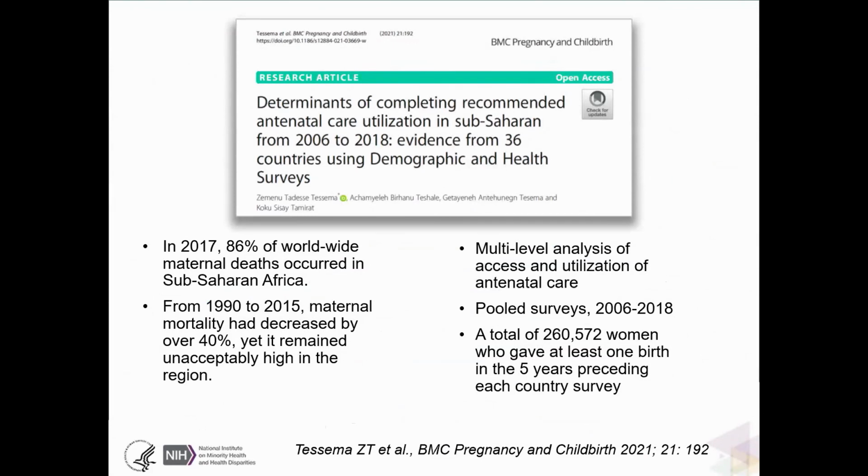In this example, in this study, the investigators performed a multi-level analysis of access and utilization of antenatal care in sub-Saharan Africa. And this was done within the context of a persistently elevated maternal mortality across the continent. The authors examined pooled surveys administered from 2006 to 2018 across 36 sub-Saharan countries, and evaluated data from women who had at least one child within 5 years of the preceding country survey.